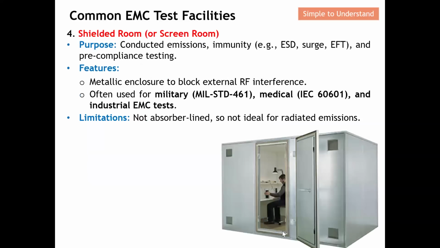Next, we have the shield room. This is in fact the cheapest way to have a form of shielding. It is not as sophisticated as either the semi-anechoic chamber or the fully anechoic chamber. It's a very simple form of shield room. The key purpose is we just want to do simple testing on conducted emission and conducted immunity. Because conducted is mainly on cable rather than through the air, we can afford to do all this testing in the shield room.